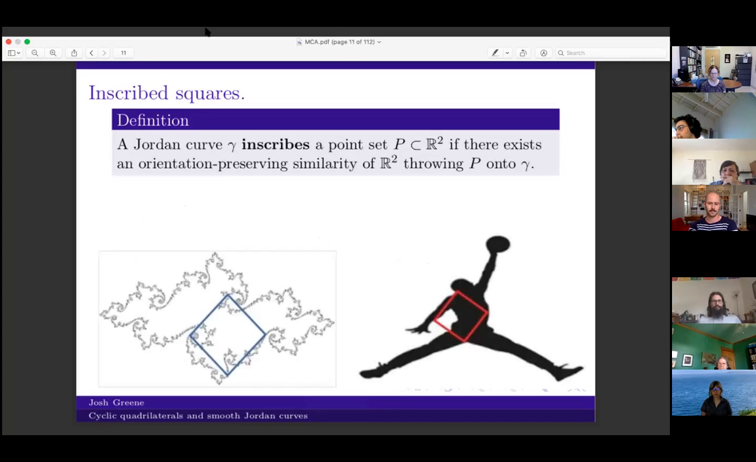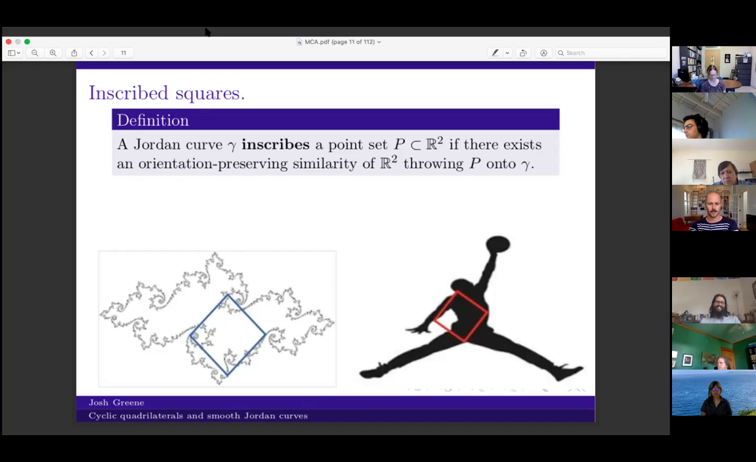So here we have, for 2 of our representative Jordan curves, pictures of squares, vertices of squares inscribed in the curves. And I don't care so much about how the sides of the square interact with the regions into which the curve divides the plane. I just care about finding 4 points on the curve at the vertices of a square. So that's the problem.